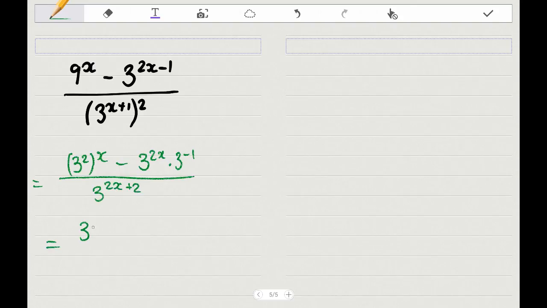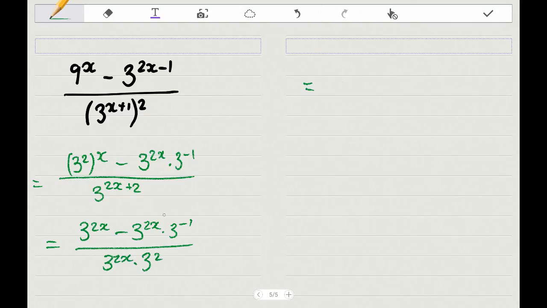So this is 3 to the power of 2x. So I've just multiplied that. Minus 3 to the power of 2x times 3 to the power of minus 1, all over 3 to the power of 2x plus 2. I'm going to break the bottom one up actually. So I'm going to write it times 3 to the power of 2.